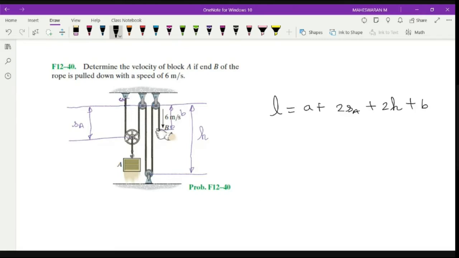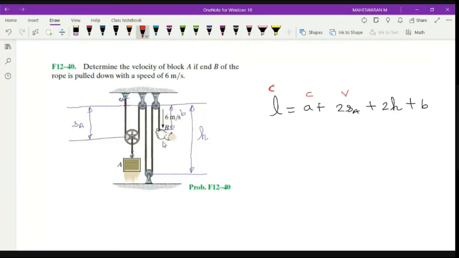Neglecting the length on the pulley, you need not consider that. In this case, let us identify what the constants and variables are. The length of this string is always constant. A is always constant, there is no change, but SA will vary. If there is a change, SA will vary automatically. So this is a variable, and the other things are all constants.